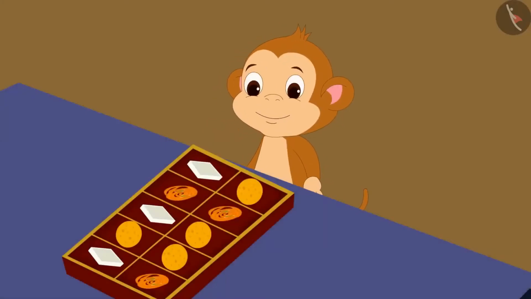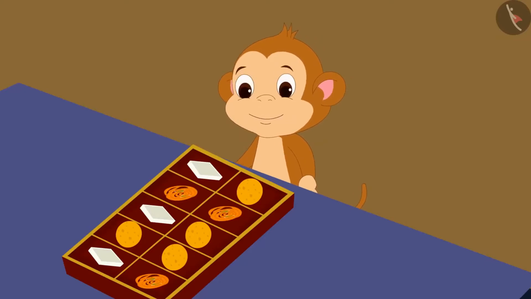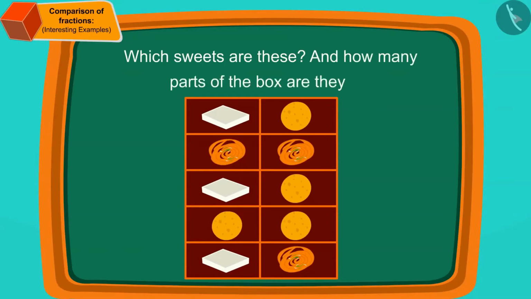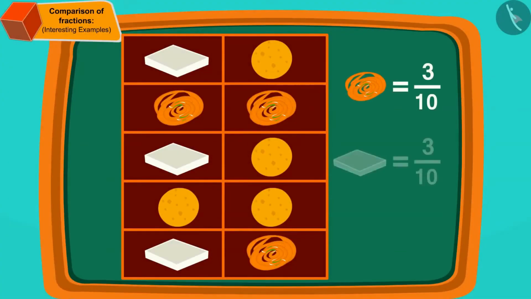When Babban looked at the box of sweets, he saw that there are 2 sweets that are filled in equal parts of the box. Can you tell which sweets are these? And how many parts of the box are they in? Well done, children! You have found the answer correctly. Both jalebi and Kaju Katli are in 3/10 part of the box.